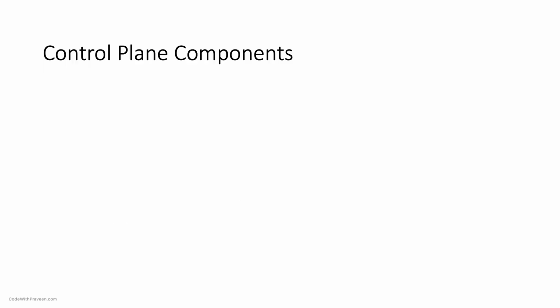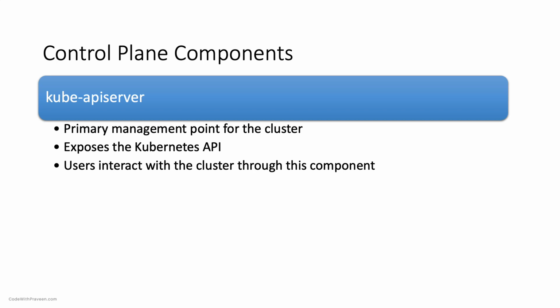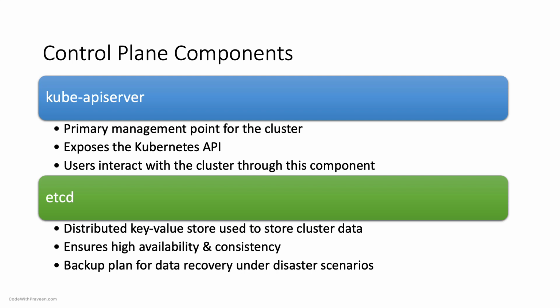The control plane components comprise several key services including Kube API Server, etcd, Kube Scheduler, Kube Controller Manager, and Cloud Controller Manager. The Kube API Server is the most important service and users access the cluster through it. It is designed to scale horizontally to balance traffic. etcd is a highly available key value store that stores cluster data and has a backup plan for data recovery under disaster scenarios.